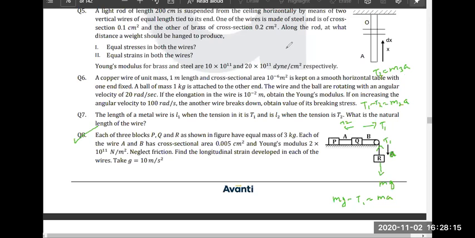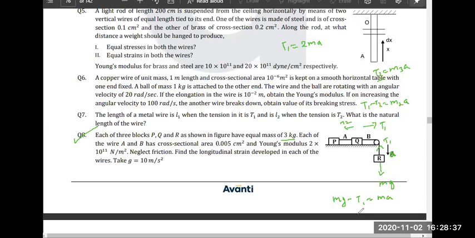Now, it is also given that the masses are equal. Masses are equal, yes or no? Mass is equal. So put T1 over here, T2 over here. If you put T2 over here, we will get T1 is equal to 2MA. Agree, right? Because M1, M2, M3 are equal.